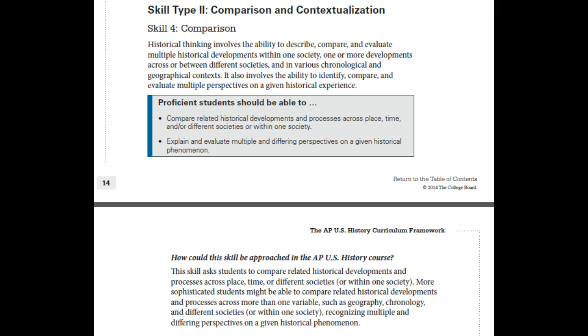The next section we'll be talking about is comparison and contextualization, specifically skill 4, comparison. Proficient students should be able to compare related historical developments and processes across place, time, and or different societies or within one society, and explain and evaluate multiple and differing perspectives on a given historical phenomenon. So for example, there have been different waves of immigration throughout United States history. To be proficient in this skill of comparison, you might look at those different waves of immigration and be able to make connections about why people came to the United States, what types of people came, what different problems they encountered. Maybe even look at people who came to the United States and settled on the West Coast versus those who settled on the East Coast.